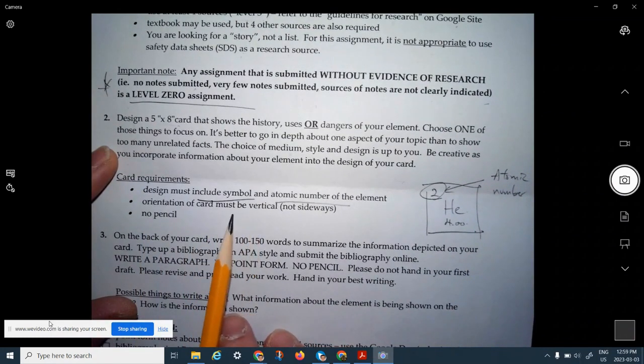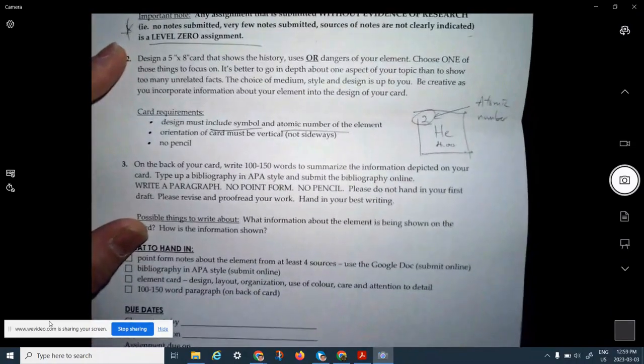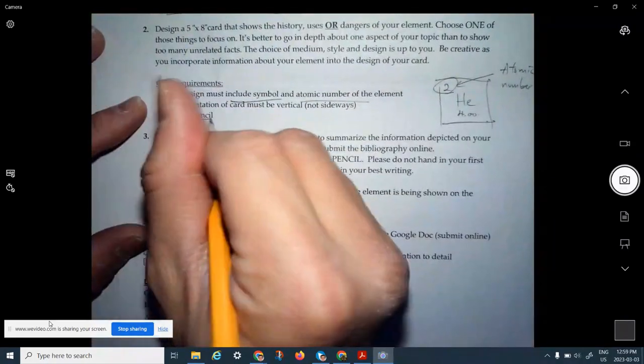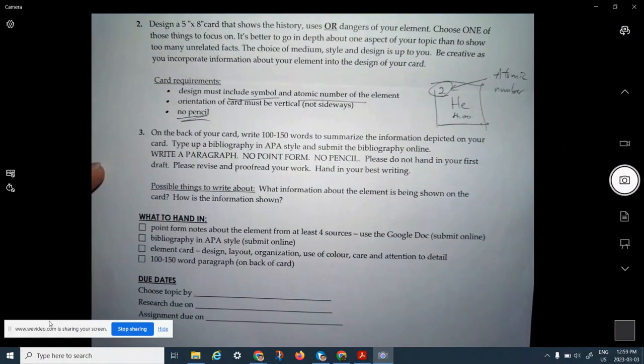The orientation of the card must be vertical, not sideways, and no pencil. So in this case, the orientation of the card must be vertical, like this. Okay, like this. And no pencil.